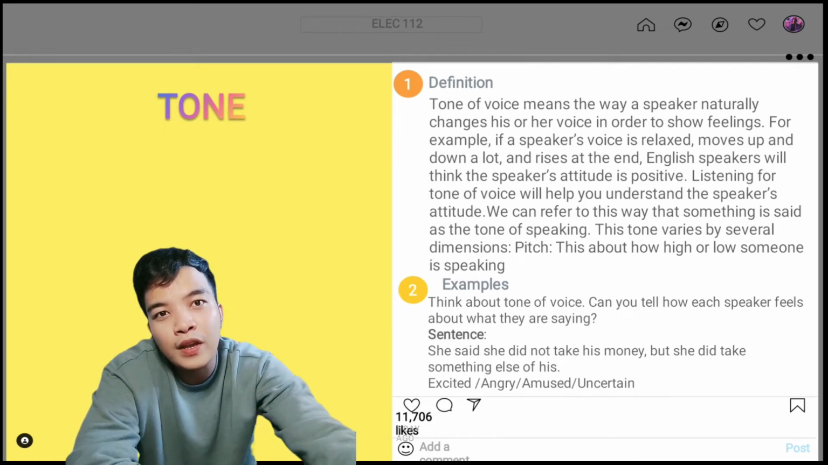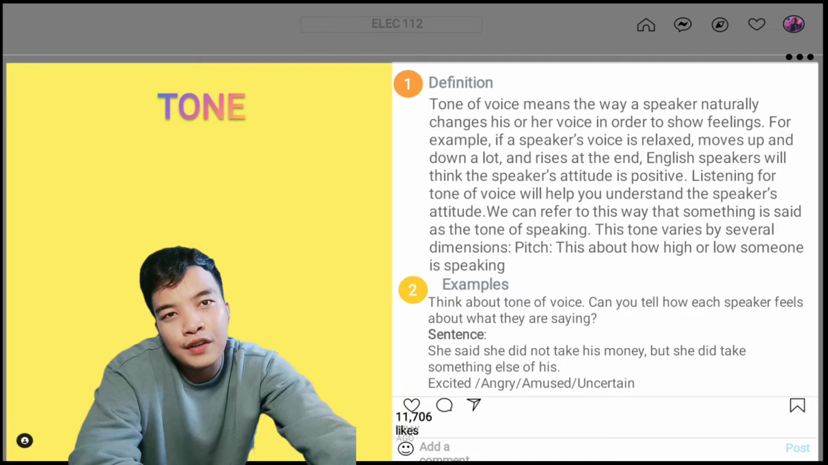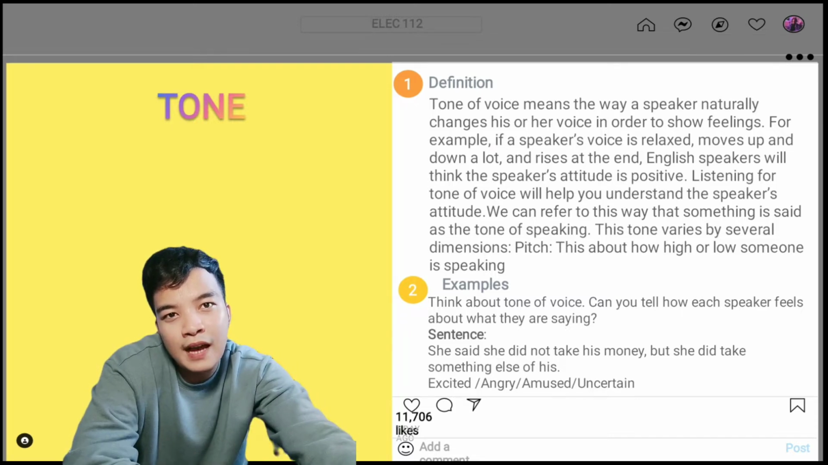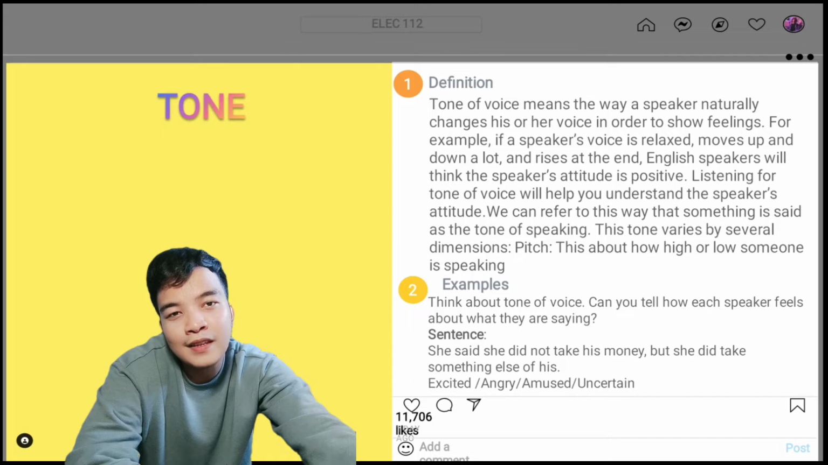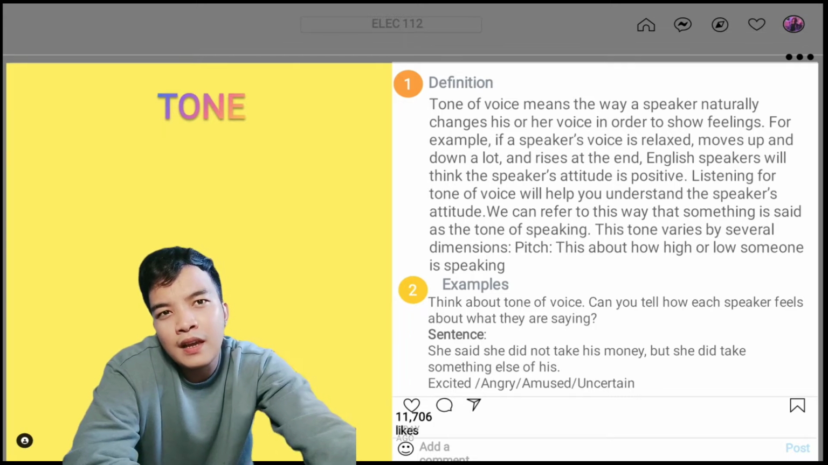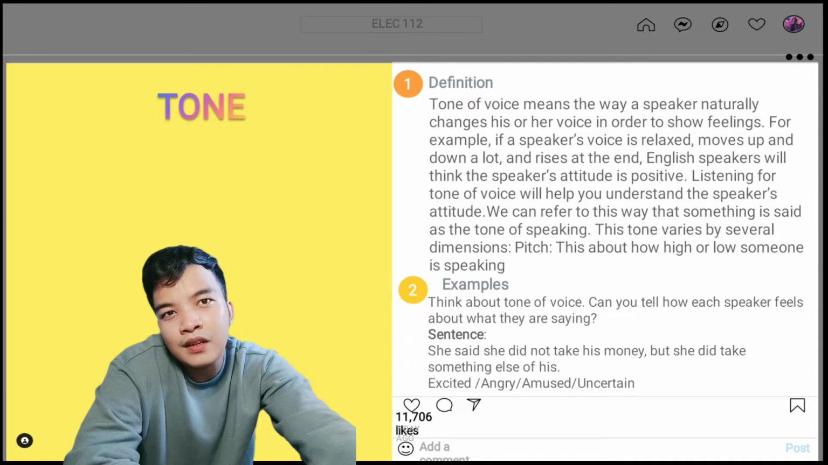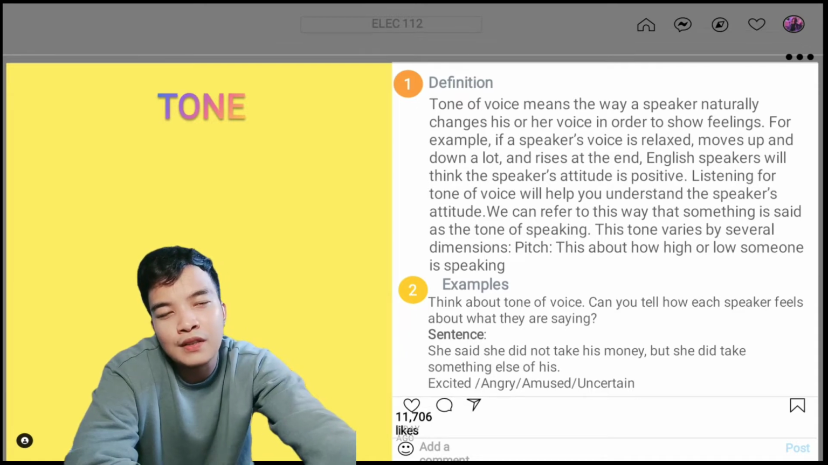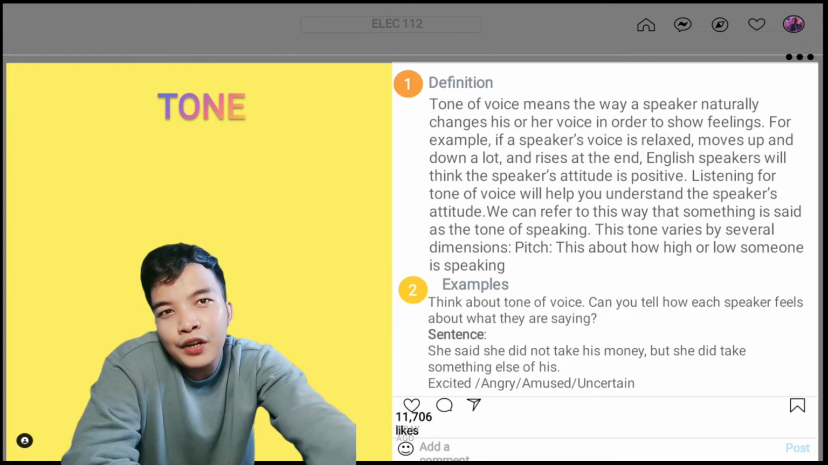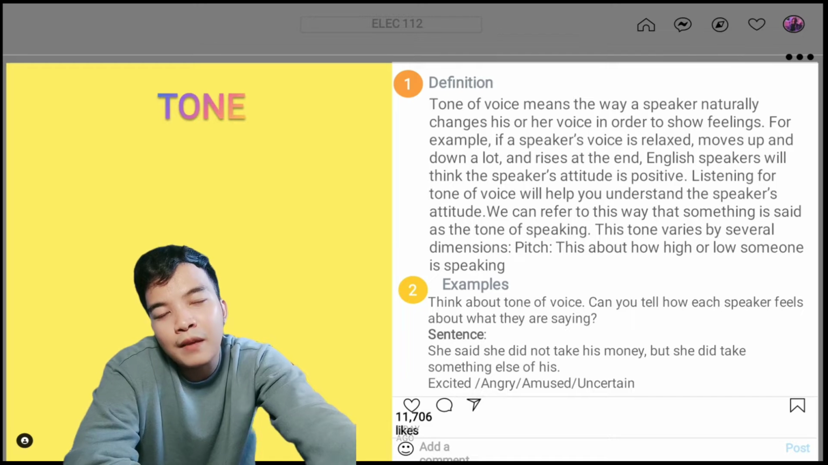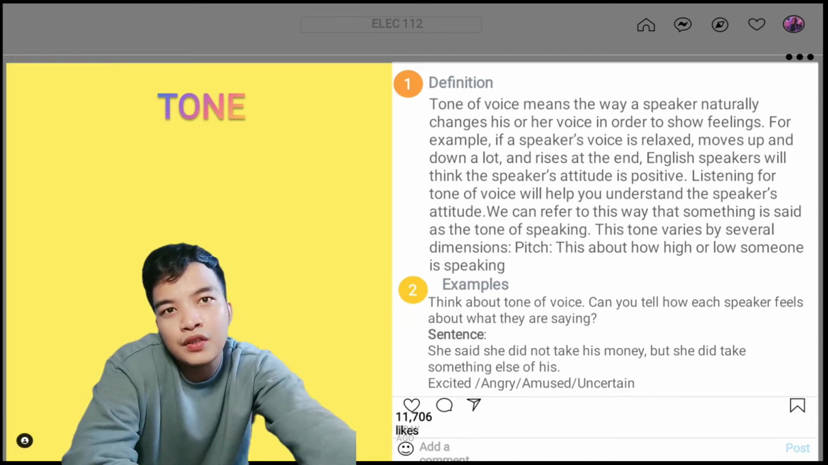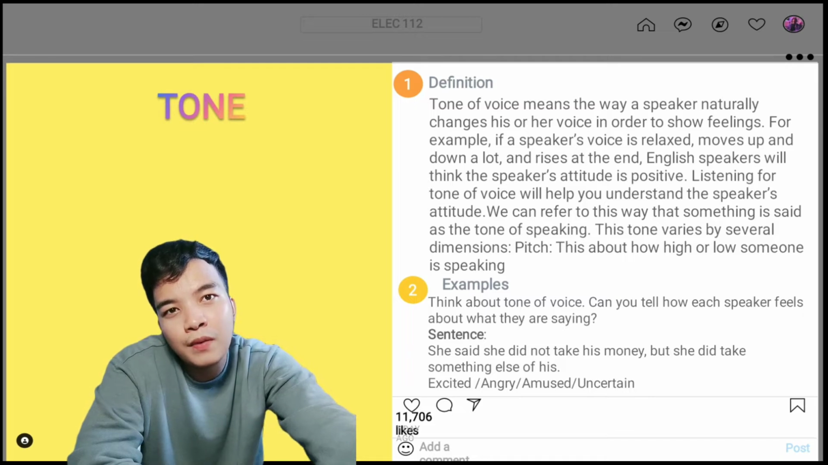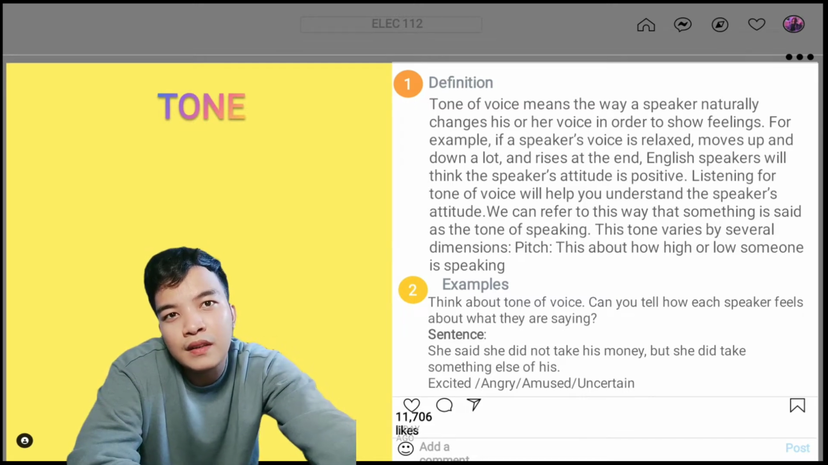Tone of voice means the way a speaker naturally changes his or her voice in order to show feelings. For example, if a speaker's voice is relaxed, moves up and down a lot, and rises at the end, English speakers will think the speaker's attitude is positive. Listening for tone of voice will help you to understand the speaker's attitude. We can refer to the way that something is said as tone of speaking. This tone varies by several dimensions, number one, pitch. This shows how high or low the speaking is. Think about how the tone of voice can tell how each speaker feels about what they are saying.